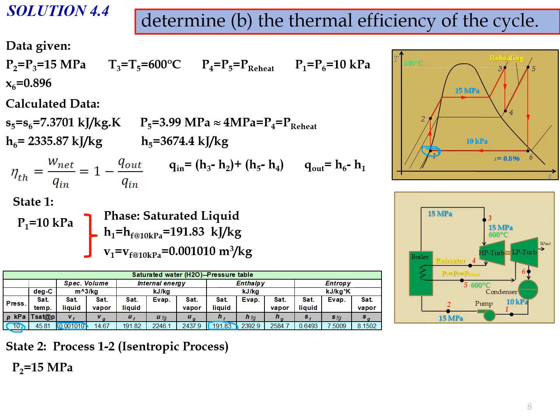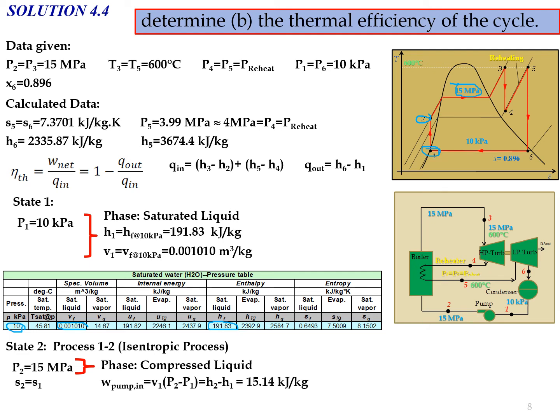Now we go into state 2, the isentropic process. We know that the pressure at state 2 is equal to 15 megapascal, as you can see in this TS diagram here. This line from 2 to 3 is at constant pressure, which is 15 megapascal. And we know that entropy at state 2 is equal to entropy at state 1, and that state 2 is in the compressed liquid state.